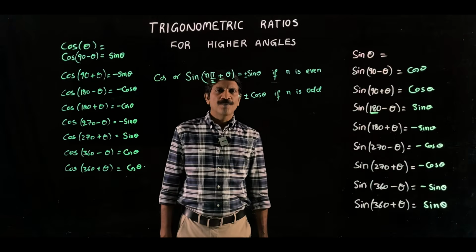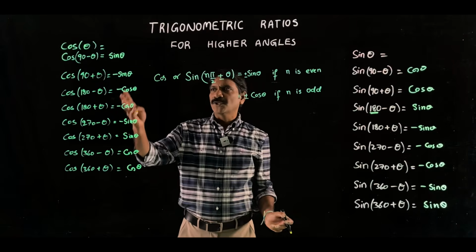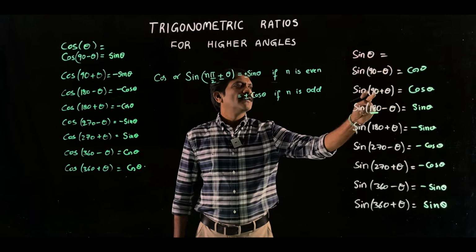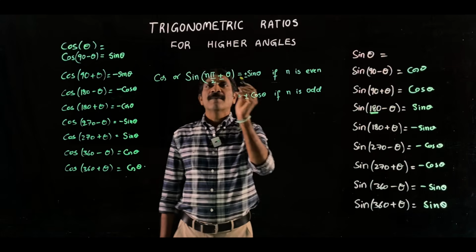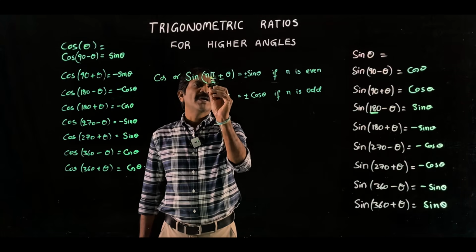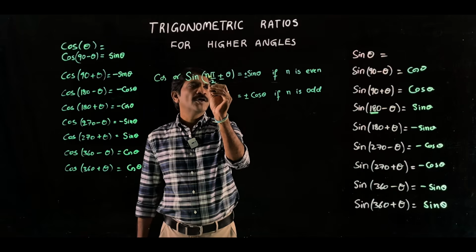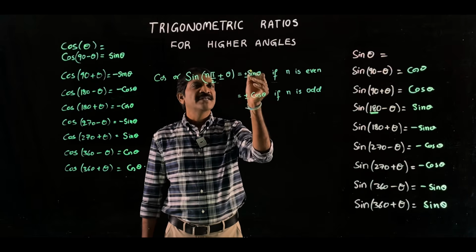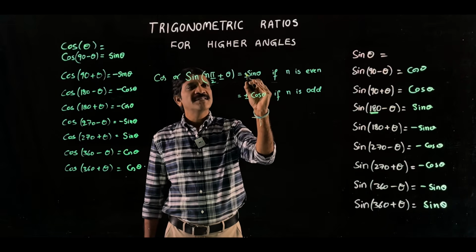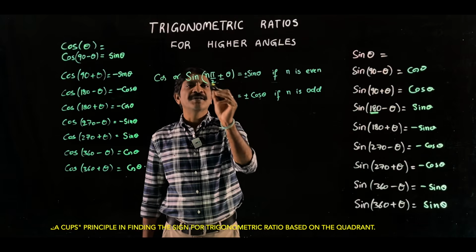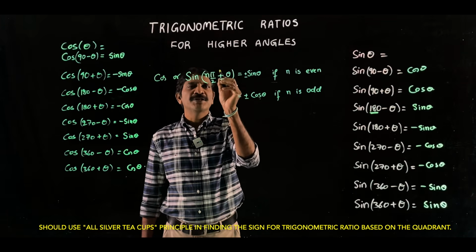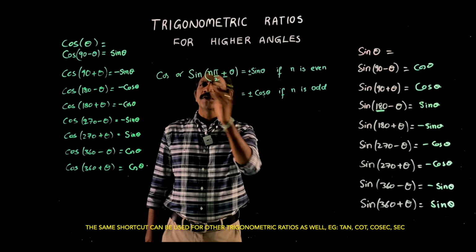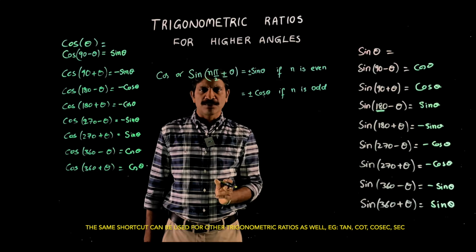Most of the students solve problems by using these concepts, but there is a trick for this. Whenever you see 90 or 270, it means 1 into pi by 2 or 3 into pi by 2, which is an odd number. So when n is odd, sine becomes cos. When n is even, sine remains sine only. And before that we have plus or minus, that depends upon the total angle over here, in which quadrant it is present. Based on the quadrant, we decide plus or minus. The same thing is true for cos or tan or for any trigonometric ratio.